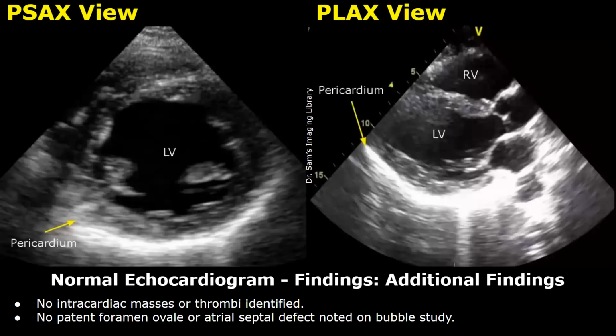It is additional findings. No intracardiac masses or thrombi identified. No patent foramen ovale or atrial septal defect noted on bubble study. Bubble study is a type of contrast study in which microbubbles are used. Atrial septal defect or a patent foramen ovale are more easily detected with bubble study.